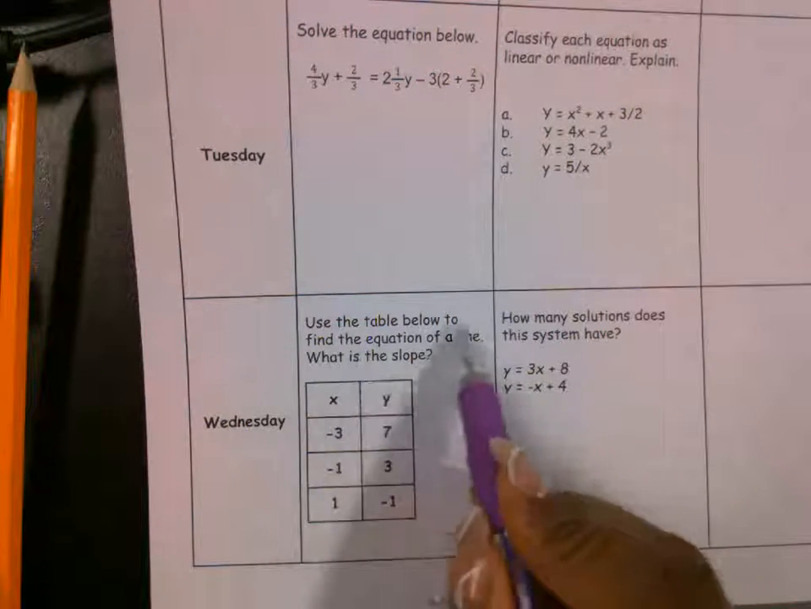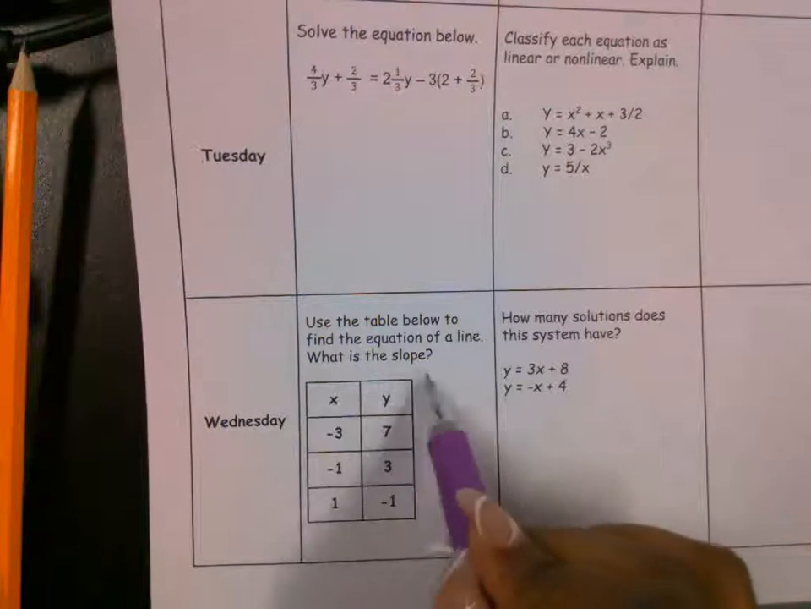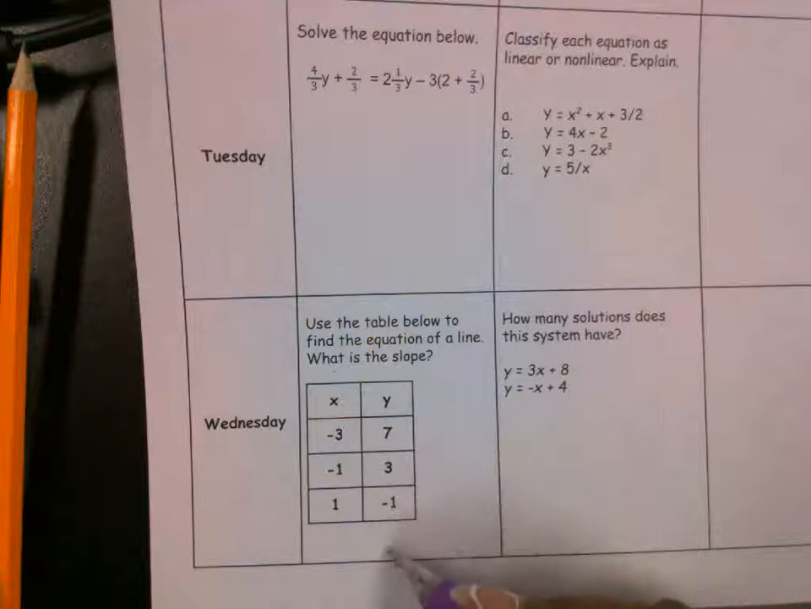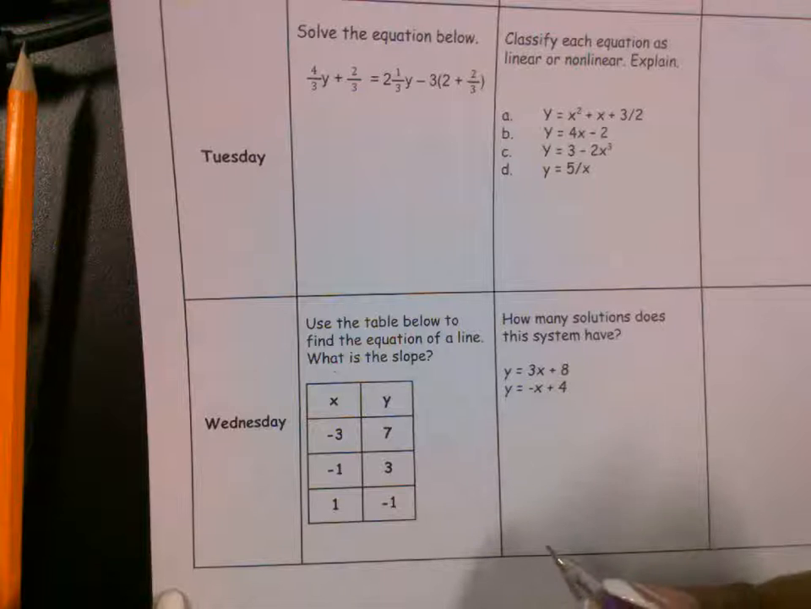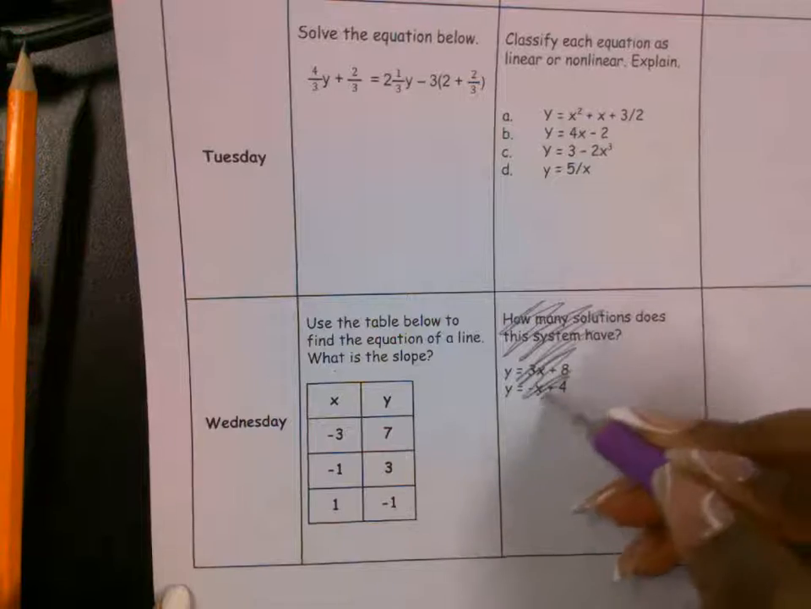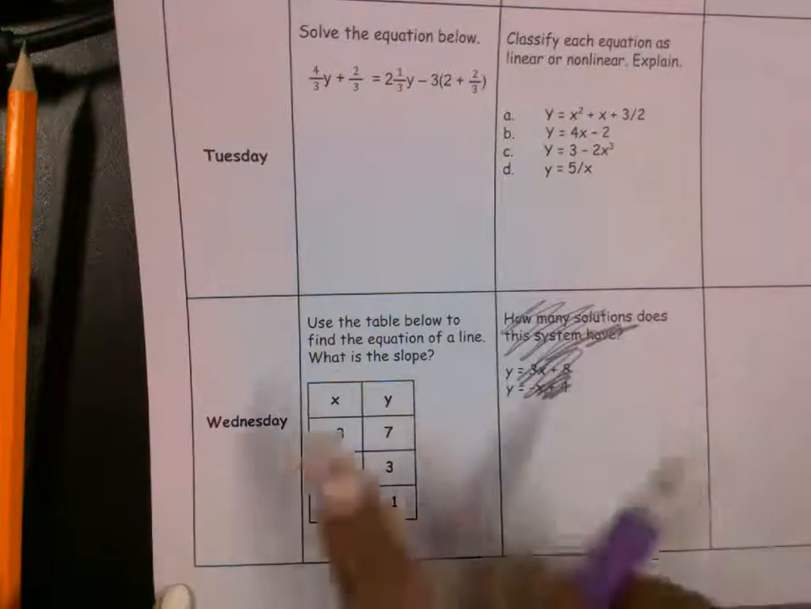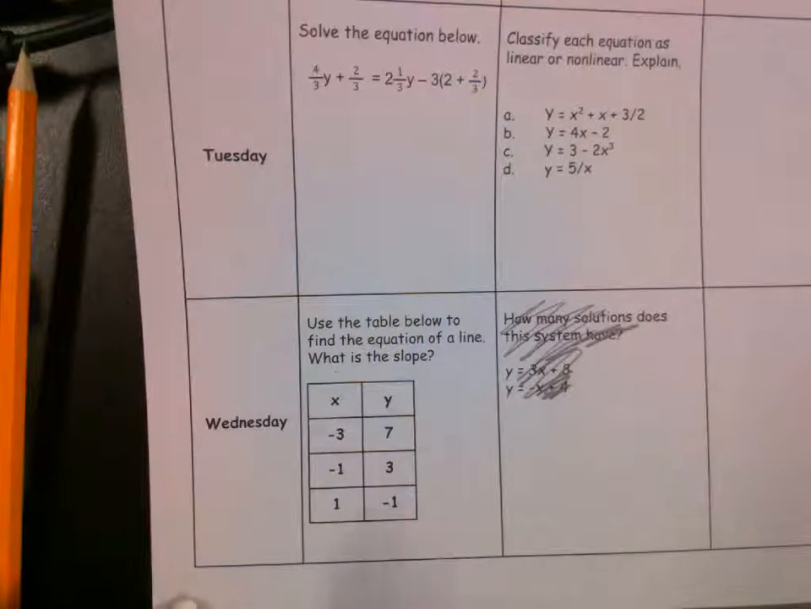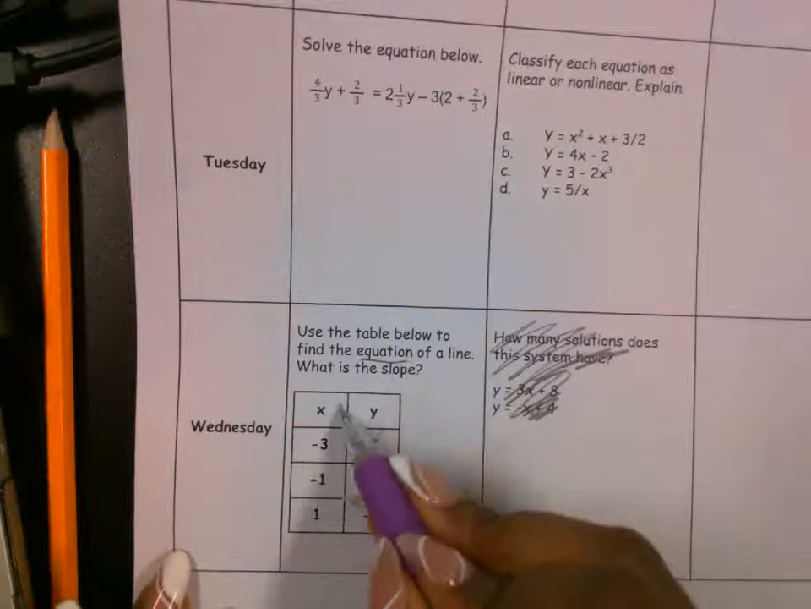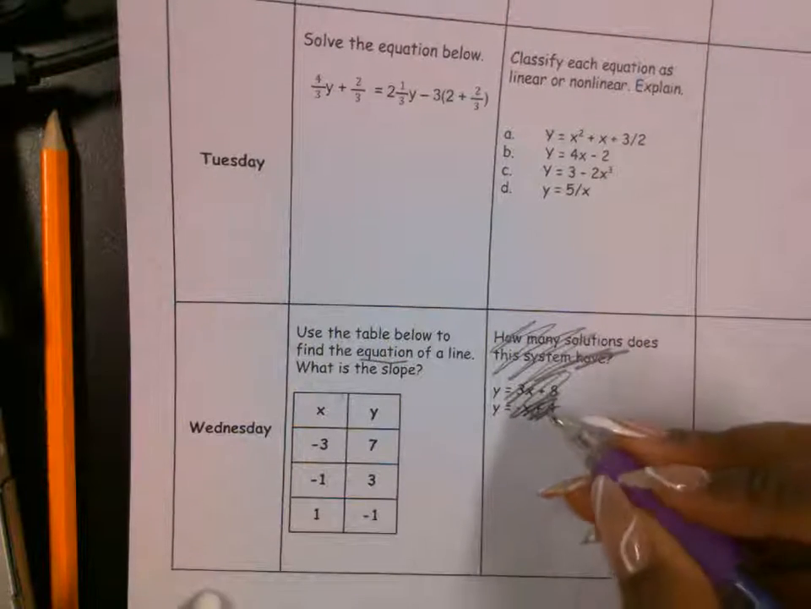In Wednesday, it says use the table below to find the equation of the line and what is the slope. So when you're writing an equation of this line, the first thing you have to do is find the slope, then find the y-intercept, okay? So that's what we're going to do. I am going to cross this out so I can use all of this space to do this problem, okay? So write this down, please, so you'll have all the steps on how to write an equation for a linear function that's in a table.